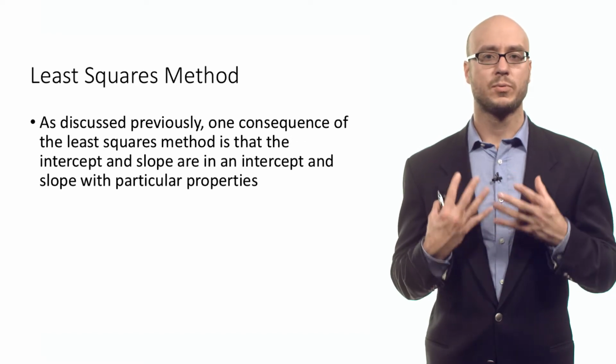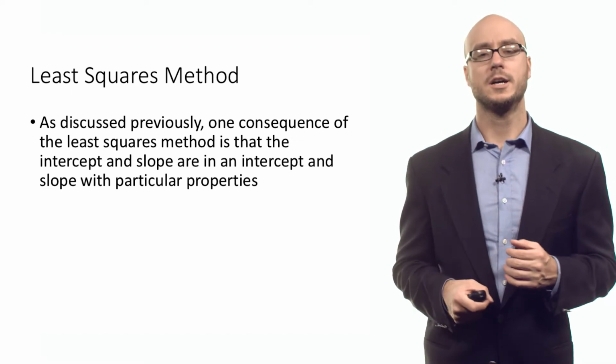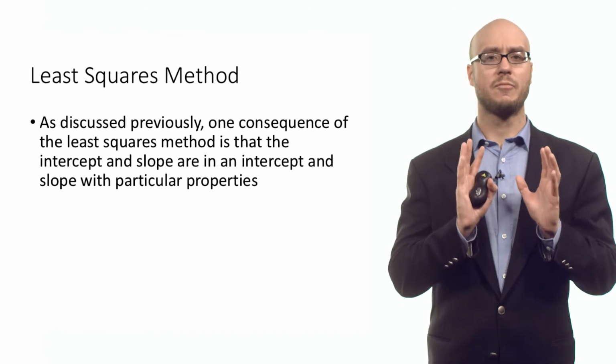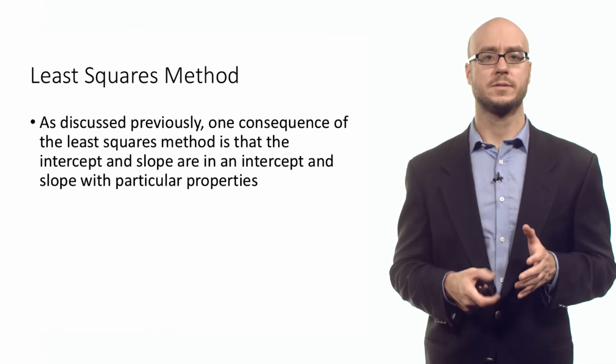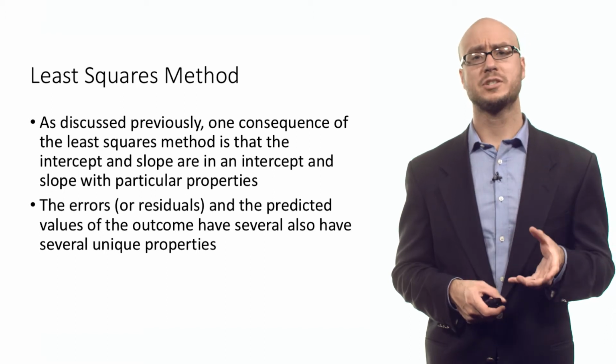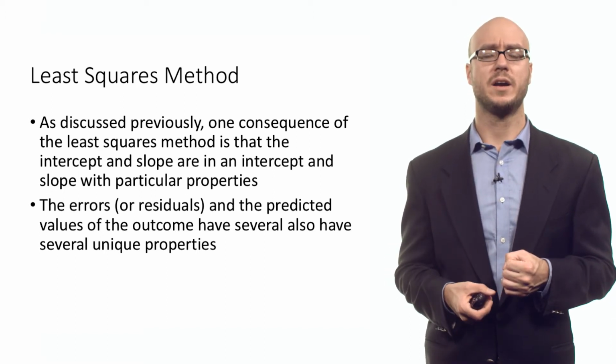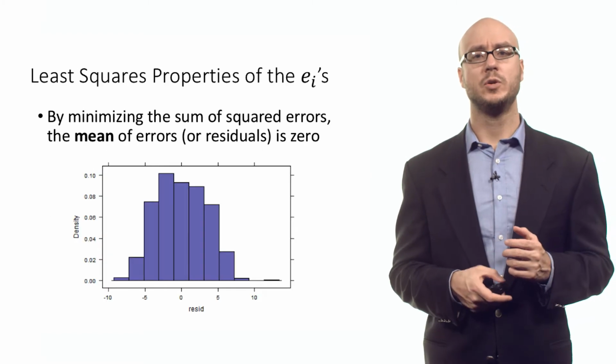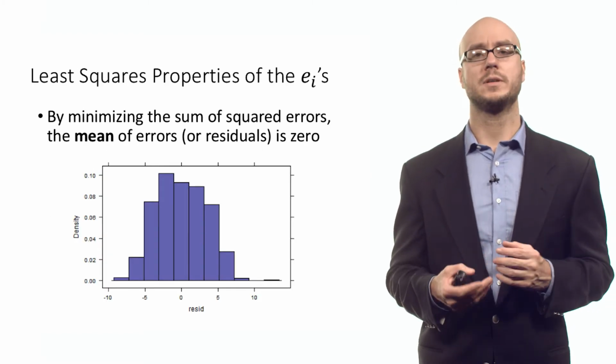As we mentioned previously, one consequence of minimizing the sum of squared errors is that the intercept and slope have particular properties. The errors, or residuals, as well as the predicted values of the outcome, or the fitted values, the y-hats, also have several unique properties. So let's look at some of these properties.